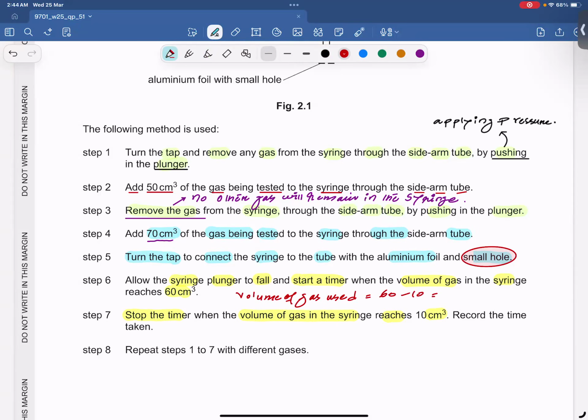60 minus 10, that is 50 cm cube. Repeat steps 1 to 7 with different gases.